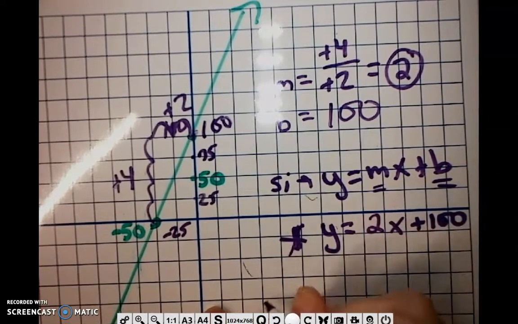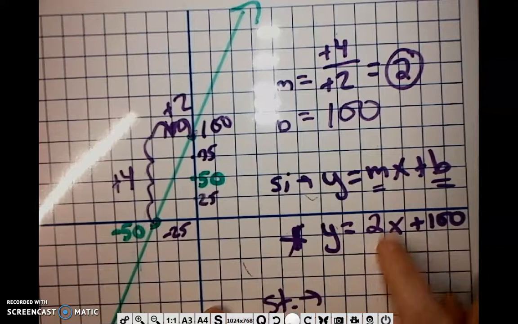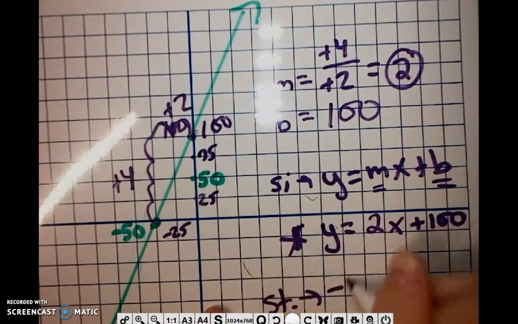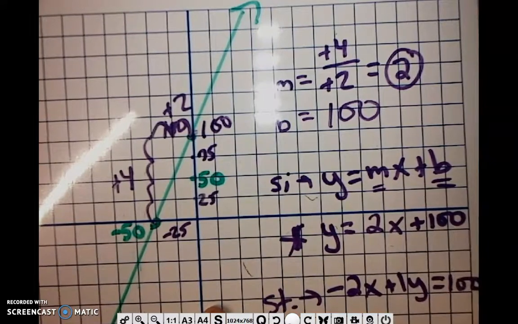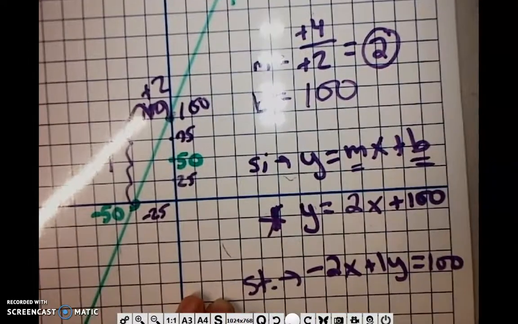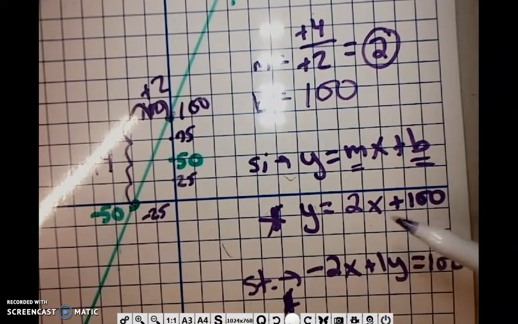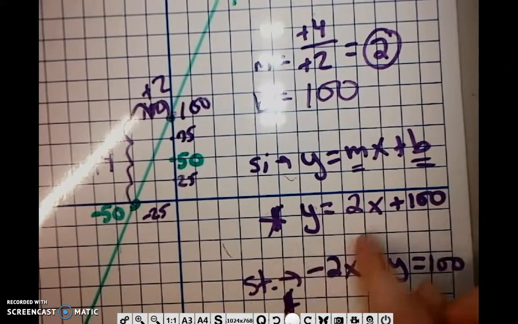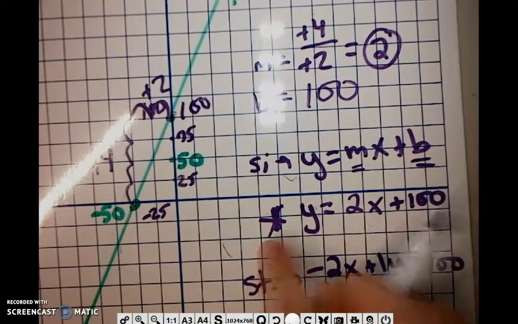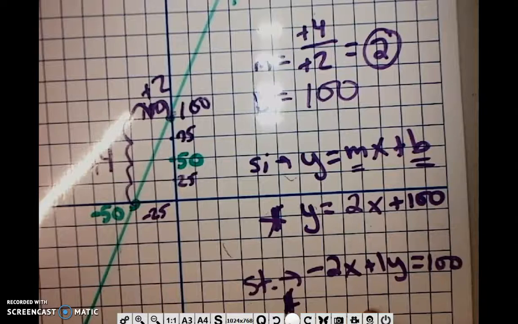And then to put it into standard form, I'm just going to take 2x and bring it to the other side of the equal sign. So now I have negative 2x plus 1y equals 100. And this would be in standard form. So this is the name of my line in slope-intercept form, and this is the name of my line in standard form. Again, I'm taking 2x and I'm adding its opposite to both sides. So negative 2x cancels it on this side and brings it to my other side.